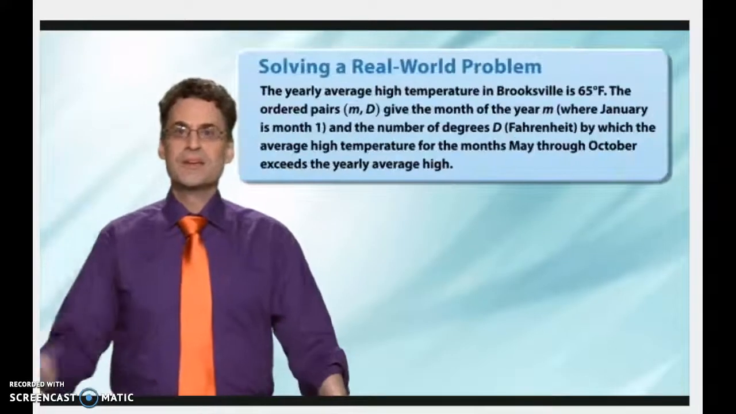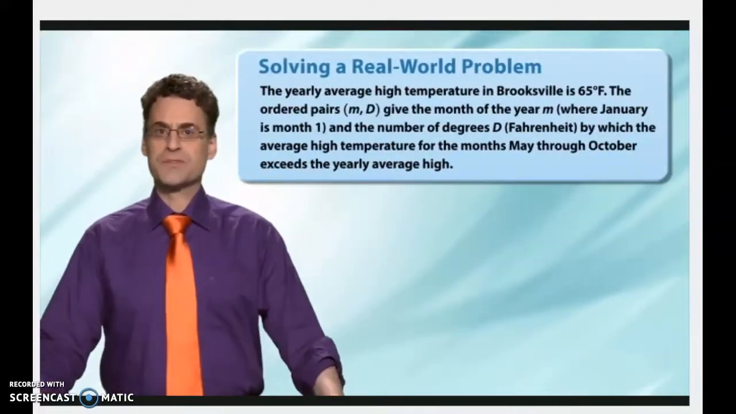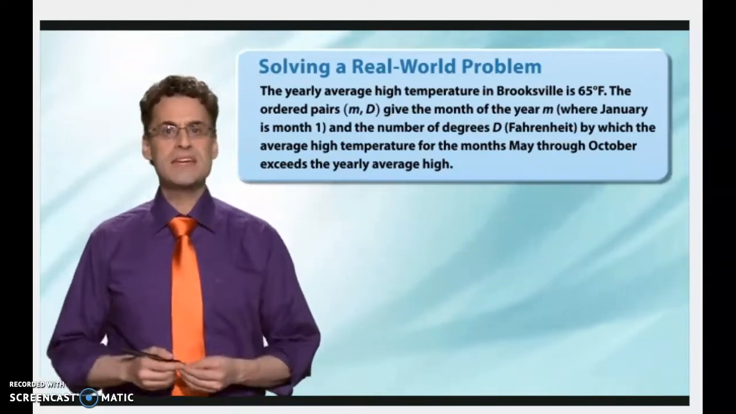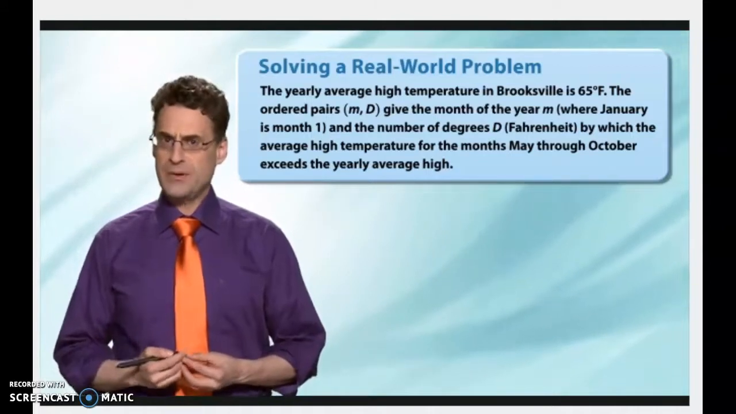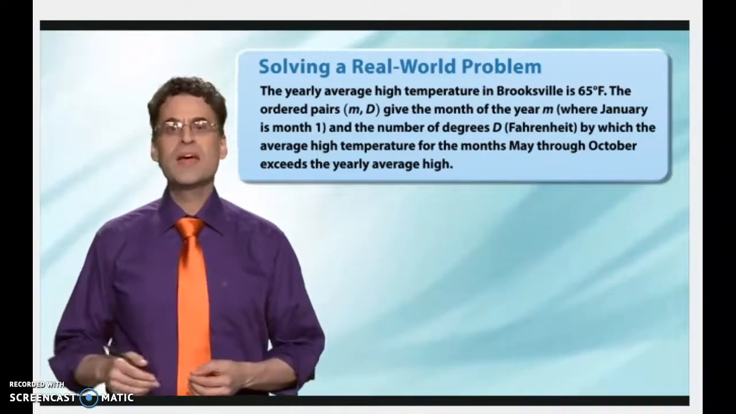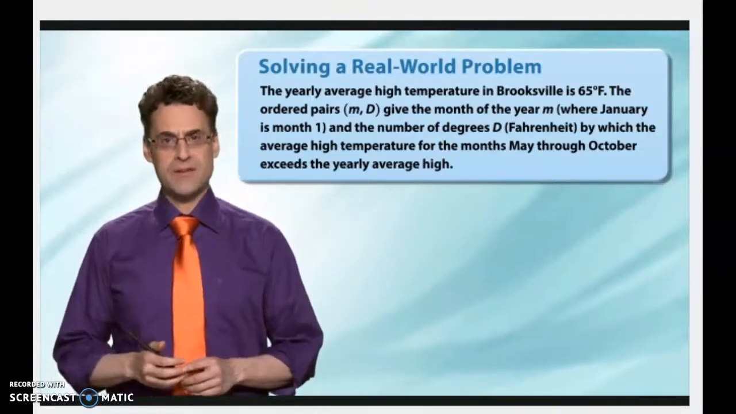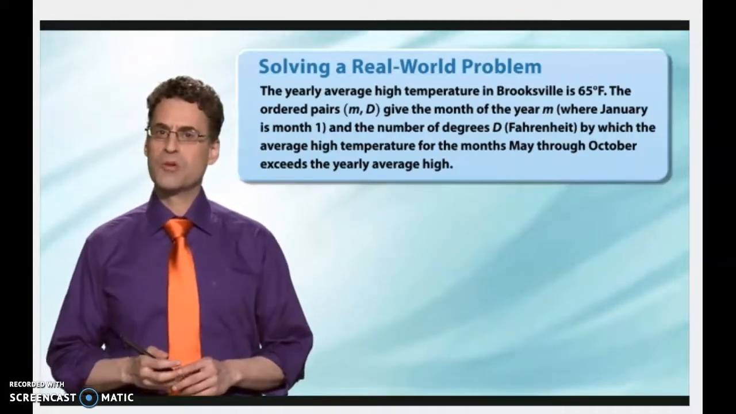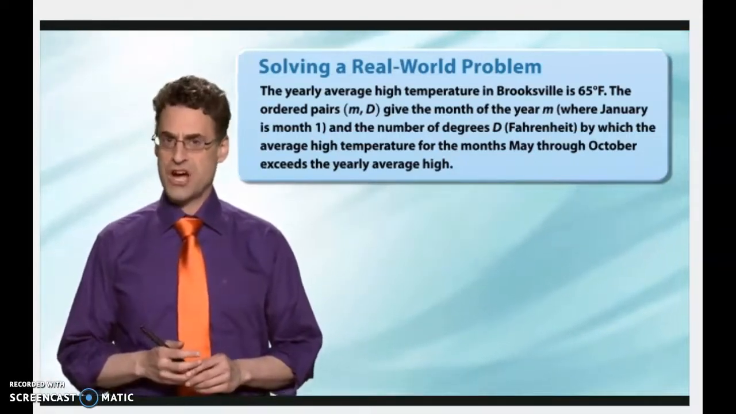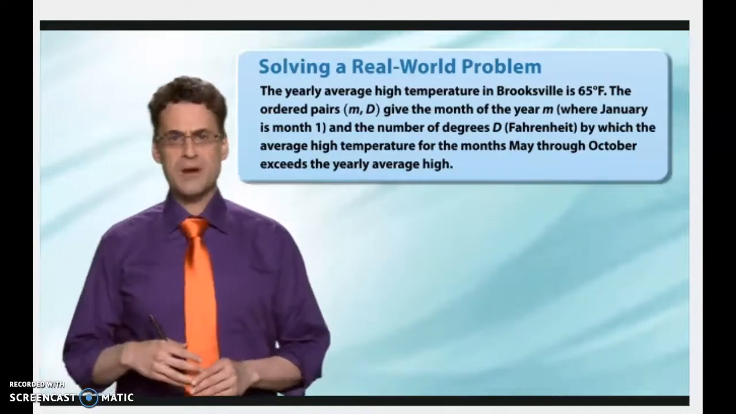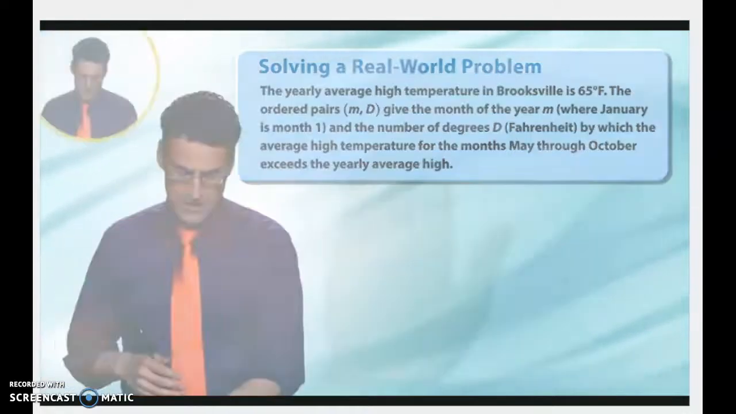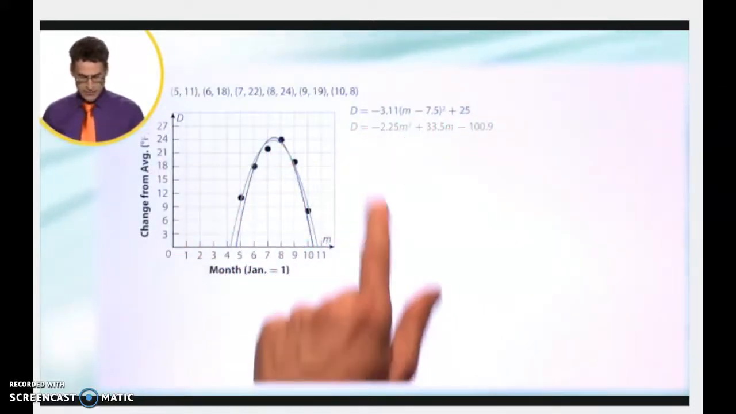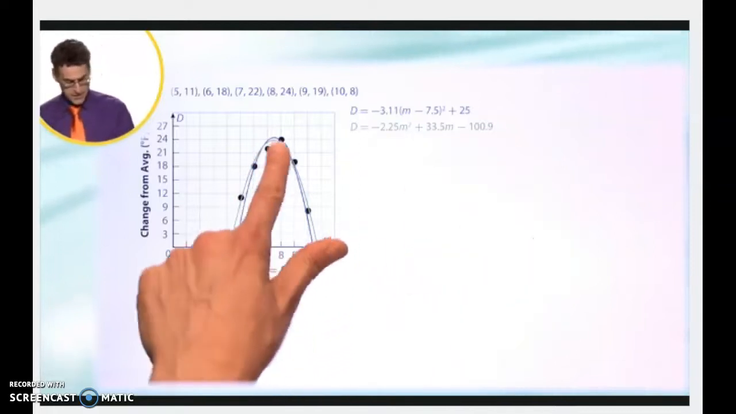Let's have a look. The yearly average high temperature in Brooksville is 65 degrees Fahrenheit. Now, the ordered pairs M, D give the month of the year M, where January is month 1, and the number of degrees D, Fahrenheit, by which the average high temperature for the months May through October exceeds the yearly average high. Now, a vertex model of the data is given by this blue equation and the blue curve, and a regression model is given by the green curve.